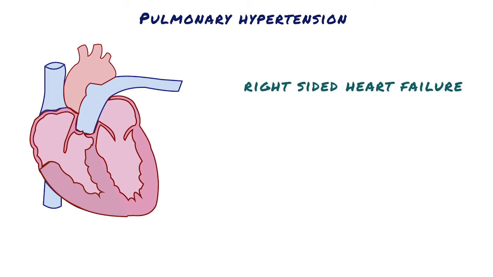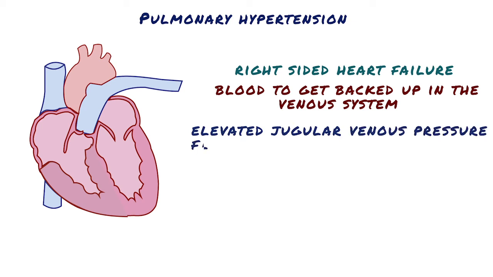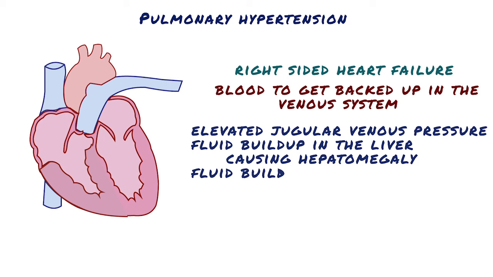Right-sided heart failure causes blood to get backed up in the venous system, and this leads to elevated jugular venous pressure, fluid buildup in the liver, causing hepatomegaly, and fluid buildup in the legs causing edema. Also, right-sided heart failure means that the left ventricle receives less blood, and to compensate for that, it has to pump harder and faster. Pulmonary hypertension can lead to severe shortness of breath.